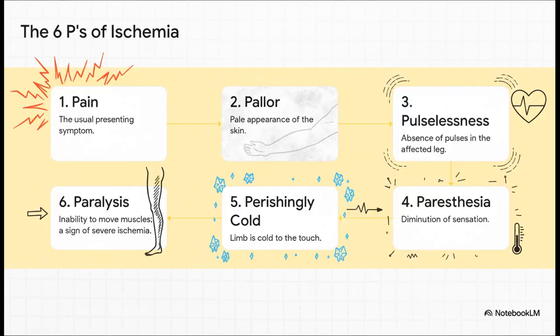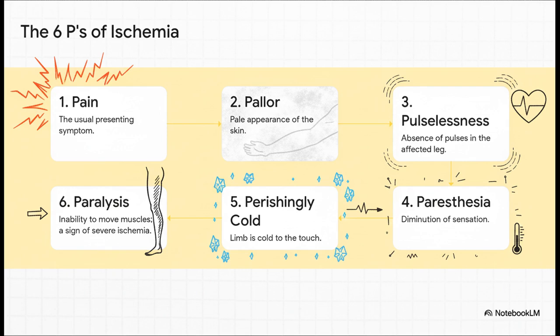When I examine the leg, I'm hunting for the classic 6 Ps. First, there's pain, usually severe and out of proportion. Then pallor, where the leg looks pale, almost ghostly. Pulselessness is next, which I'd confirm with a handheld Doppler. Then you have paresthesia, that pins and needles feeling. The leg will also be perishingly cold to the touch compared to the other side.